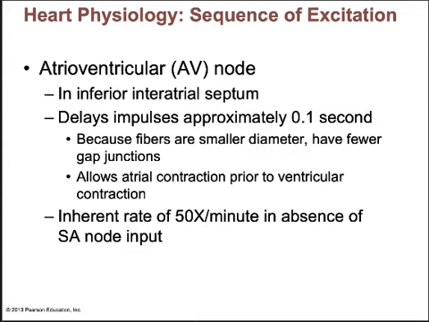The rate of about 60 to 50 times per minute is the intrinsic rate of the AV node, and that can sustain life if the SA node goes out. The SA node sets what's called sinus rhythm. The AV node sets what's called nodal rhythm.